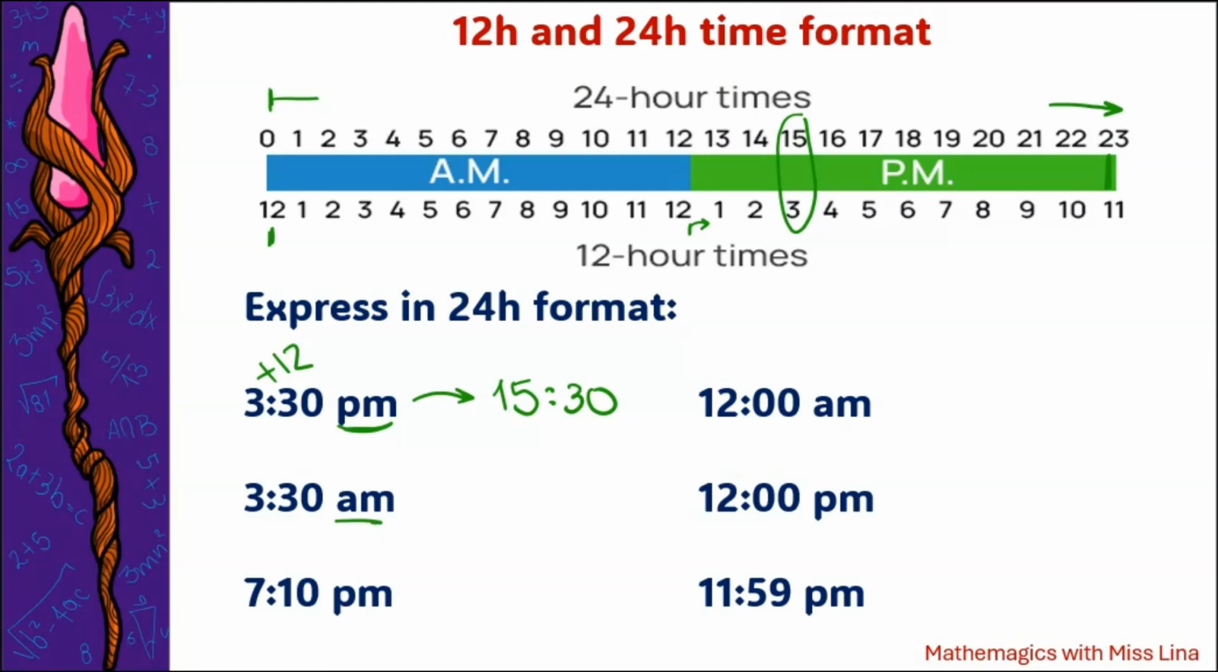3:30 a.m. In this case it is a.m., so we don't have to do the change. Just write 3:30. 7:10 p.m. Again, the p.m. makes it bigger than 12, so we need to add 12 to make it 19:10.